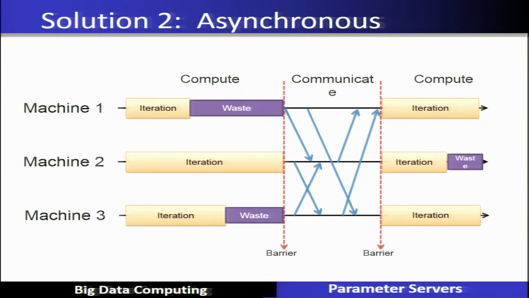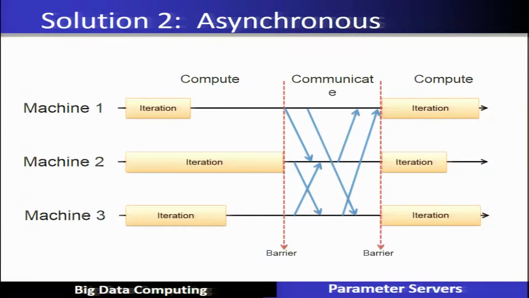The second solution to implement efficient access of the parameter server on the network is asynchronous operations. Here machine 1, machine 2, and machine 3 will perform the computation and iterate, and now they have to wait till all the other machines complete their iterations, and then they will exchange their communication, and then the computation can go on.